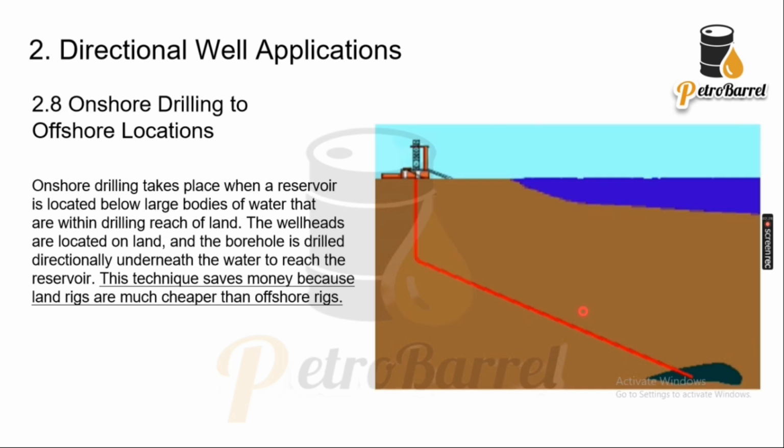Okay. The second application is onshore drilling to offshore locations. Simply, instead of using offshore rigs, we will use land rigs because we save a lot of money related to the rig cost. Okay. But our reservoir is located below an ocean or below the sea. So simply we will use directional drilling to drill from onshore to offshore location.